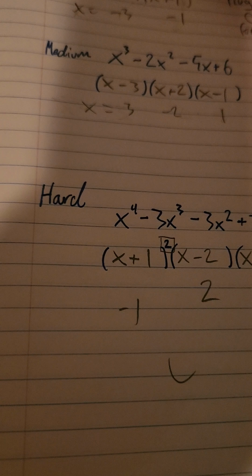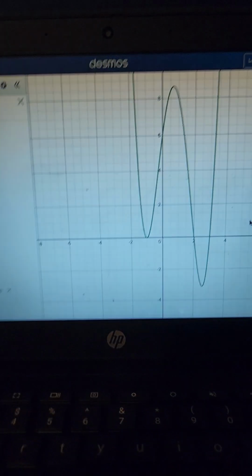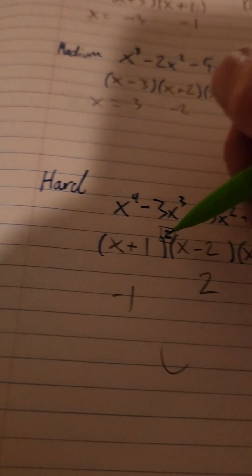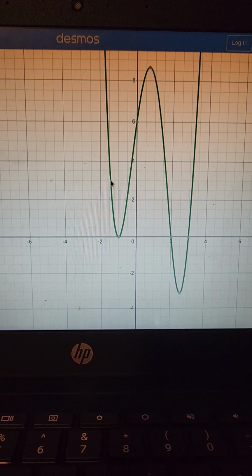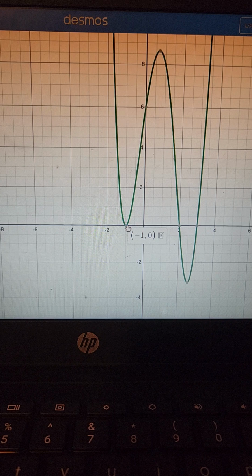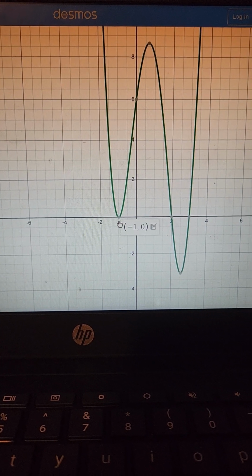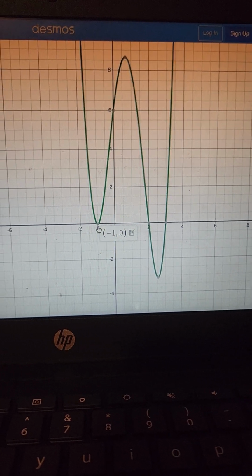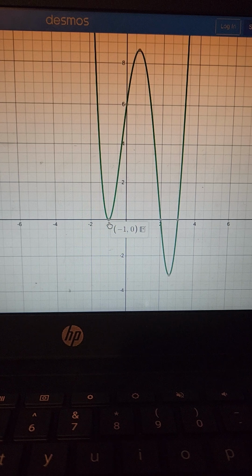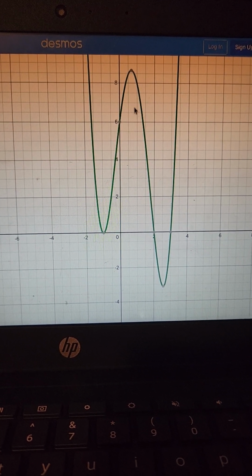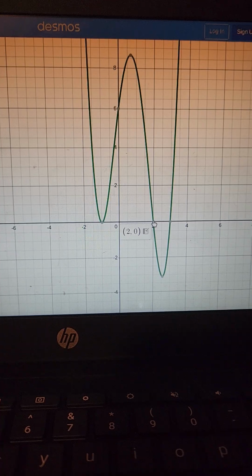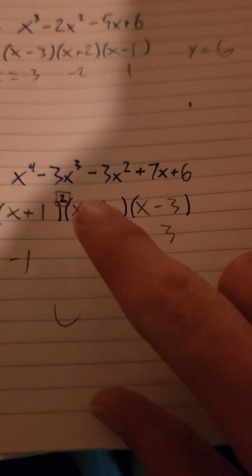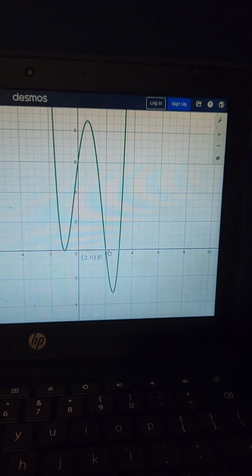This is what it looks like. The square root of this shows this. It actually touches it. It doesn't go all the way through. It just touches this point, -1, which is one of your x-intercepts. And then it goes back up, and then boom, you hit another x-intercept, your 2, which is right there, and then it goes back.